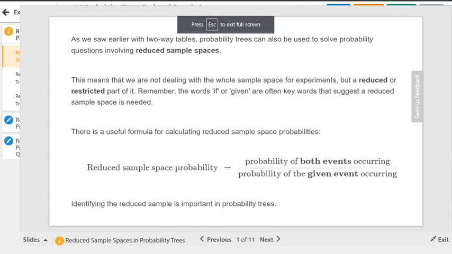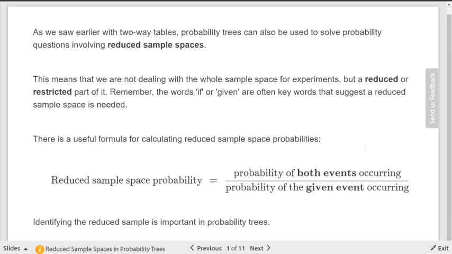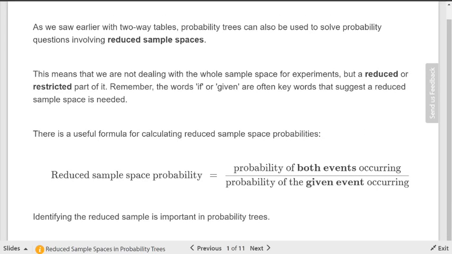Okay. So, remember, when you saw earlier in two-way tables, sometimes you're going to have to use probability with reduced sample spaces. For example, we could only consider the males in that one. We could only consider the ones who wanted to go to Milford Sound, that kind of thing. So that means you're not dealing with the whole sample space. And again, some of the keys for that are if you see if or given that, okay? But sometimes you just have to get that from the context.